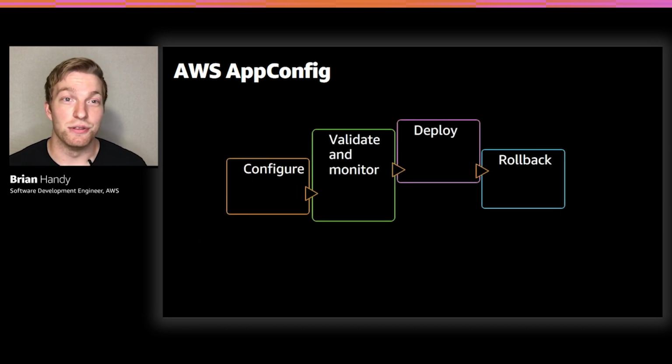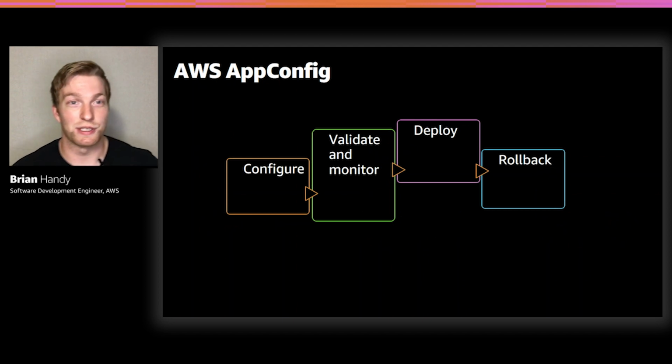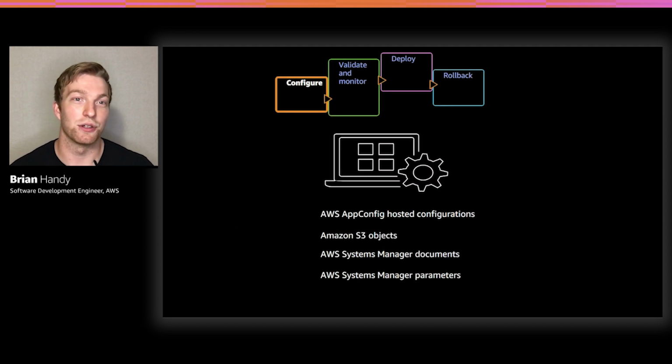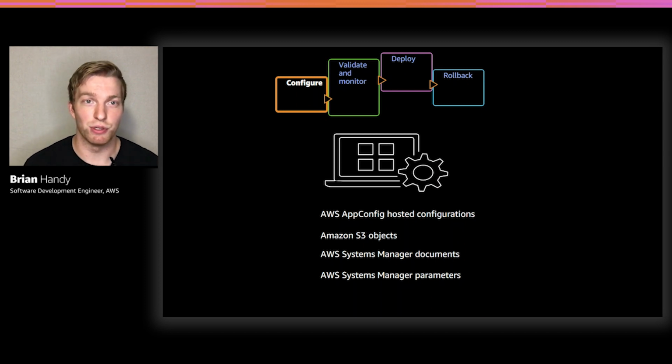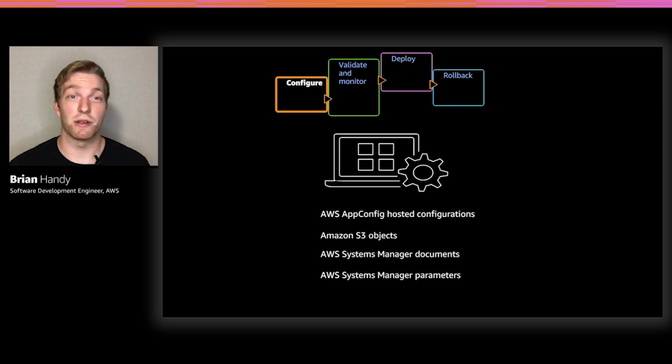So how do you actually use AWS App Config? Well, there's 4 steps. So the first step is to create your configuration. App Config gives you several possible options for creating your configuration. The first option is using AWS App Config hosted configurations. This is essentially App Config's built-in configuration store. Think of it like a database specifically built for storing your configuration. Using this, you can create and manage and deploy your configurations all from within App Config.